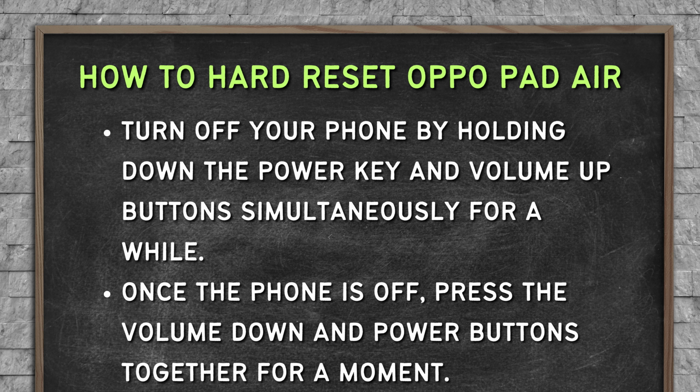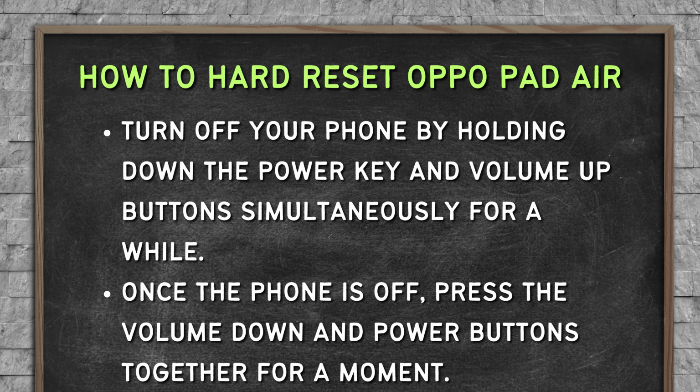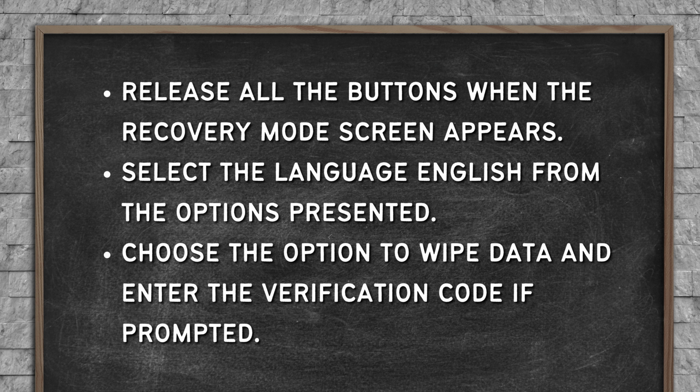Today in this video I'm gonna explain how to hard reset Oppo Pad Air. Turn off your phone by holding down the power key and volume up buttons simultaneously for a while. Once the phone is off, press the volume down and power buttons together for a moment. Release all the buttons when the recovery mode screen appears.